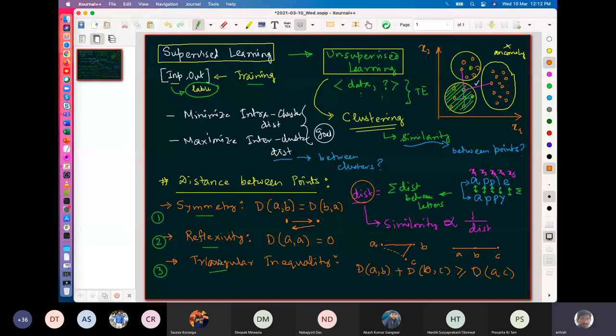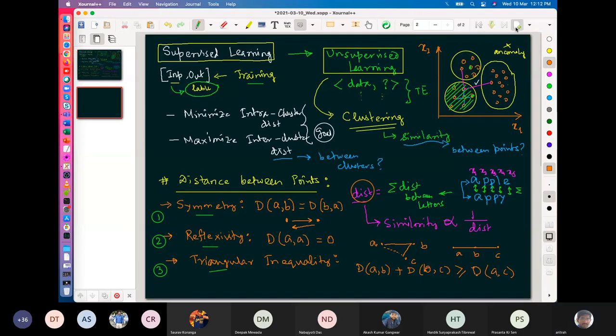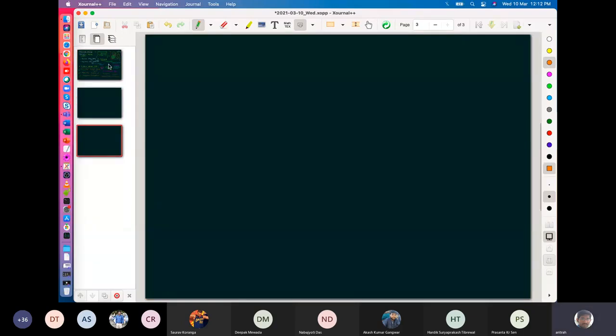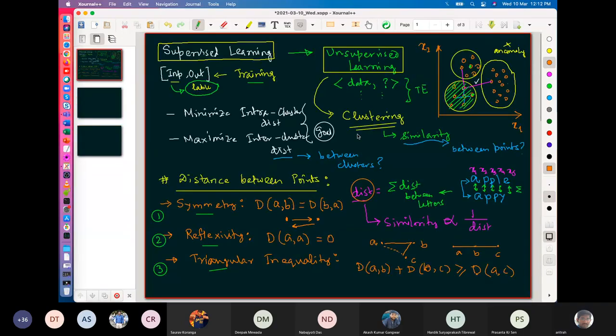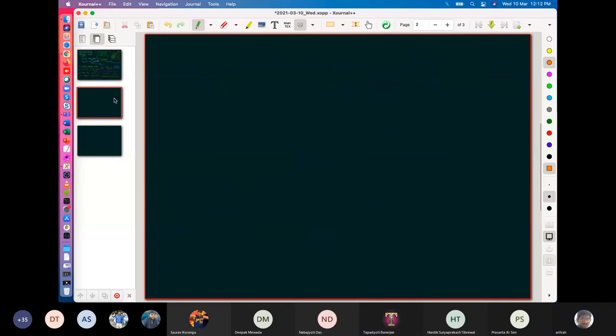Okay, so based on this understanding of the problem and the initial notion of distance in our head, let us try to figure out certain algorithms to solve the clustering problems. Any questions till this point? No, sir. Okay.